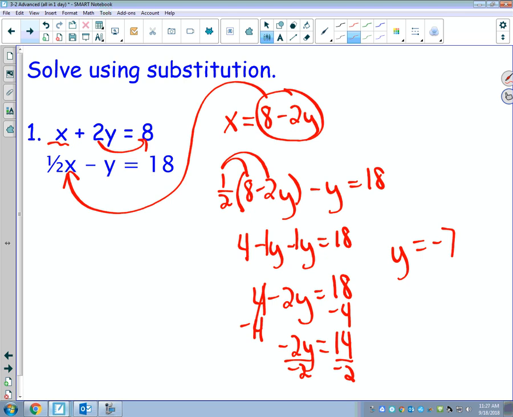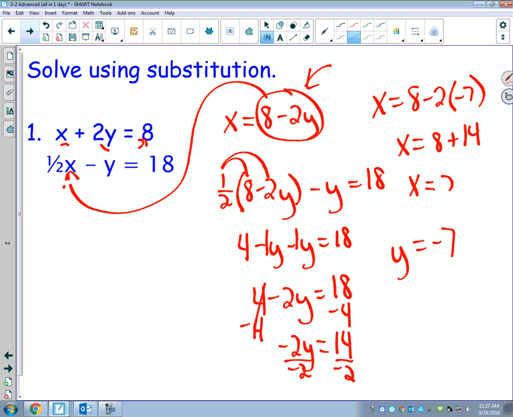Is that my answer? No, because my answer is a point, right? So this is just solving for y. I also need to know what x is. And you could take this y and you could go back over here. You could go back here. But I think it makes sense to go back right here. Because if I already know that x equals 8 minus 2y, can I just substitute in negative 7 for y to get x equals 8 plus 14, or x equals what, 22?